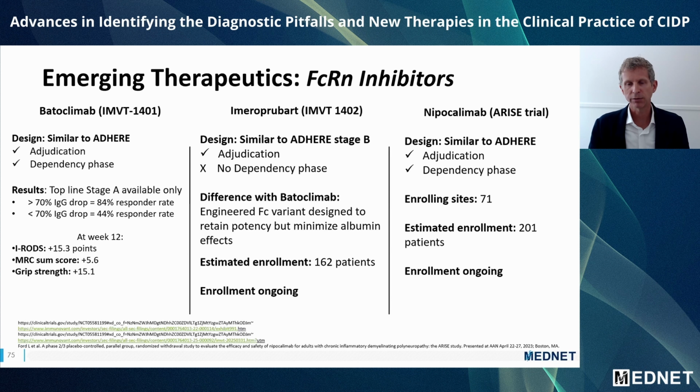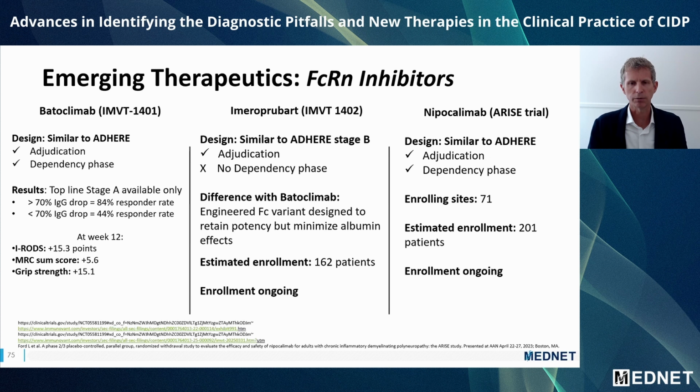There's multiple other FcRn antagonists that have completed trials or are currently in trials. The trial that's been completed is a study called IMVT 1401, which was a drug called batoclimab. That's an FcRn inhibitor with a study design very similar to ADHERE, where there was adjudication, run-in phase, open-label stage A, and then a withdrawal stage B. That study has been completed. We don't have the full results of this study, although some top-line results have been made publicly available.